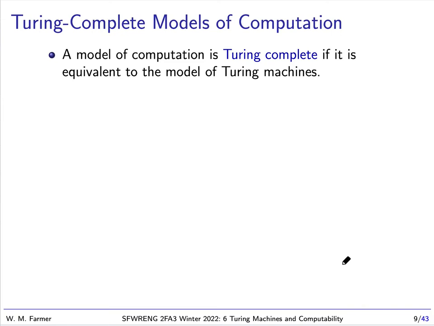Now, I mentioned there are these models of computation. They are schemes for expressing sets of functions in a way that we can compute them. So one model of computation that we're going to look at very closely is the model of Turing machines. And we say a model of computation is Turing-complete if it is equivalent to this model of Turing machines. This is a model that Church developed in around 1936. So a Turing-complete model is any model that's equivalent to the model of Turing machines.